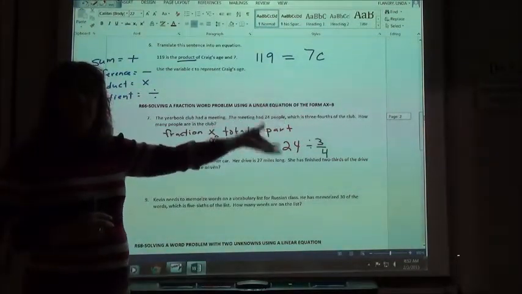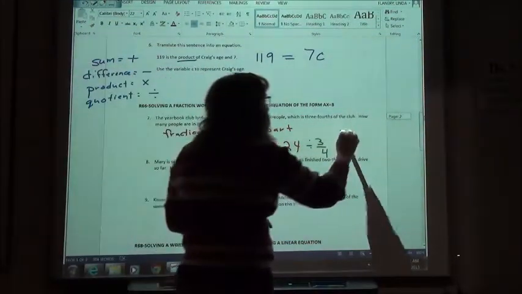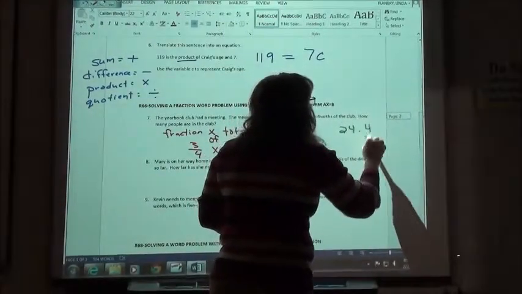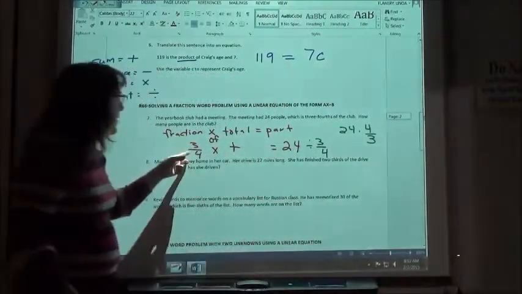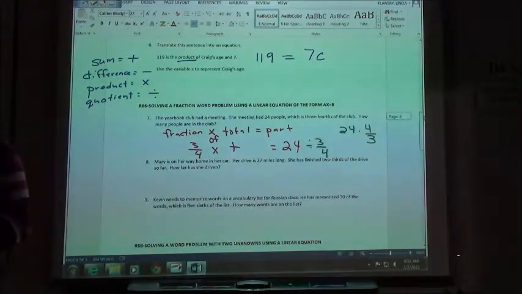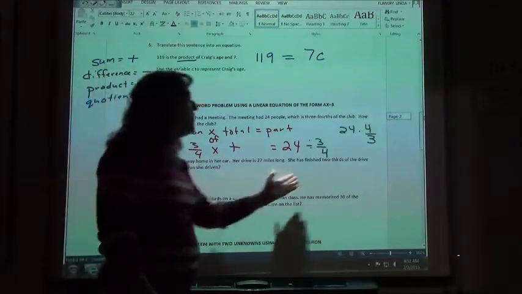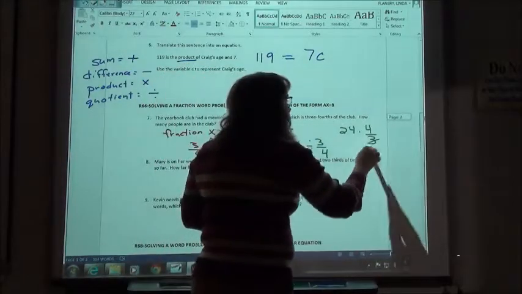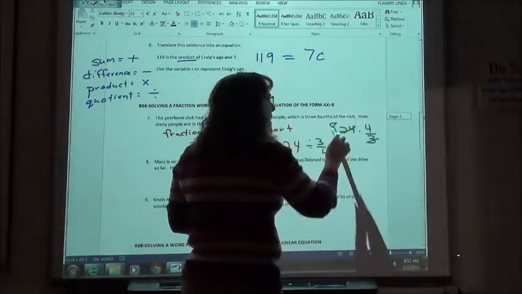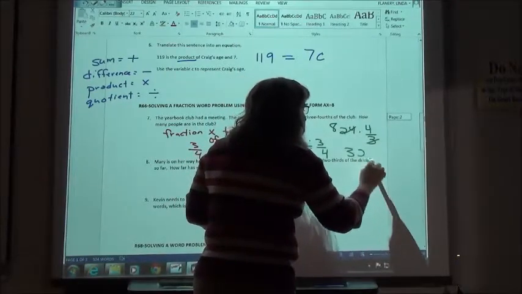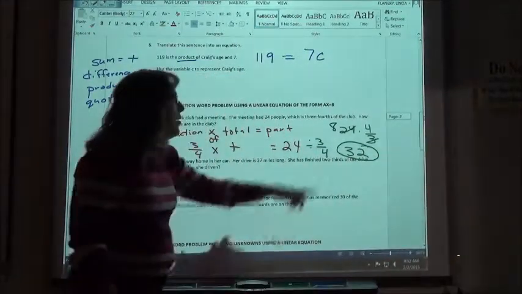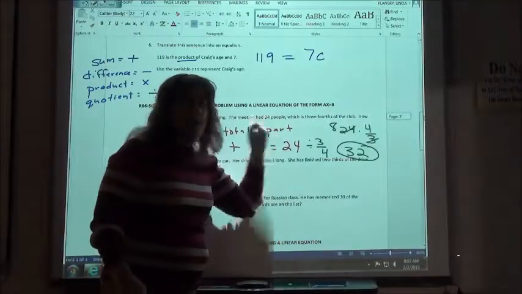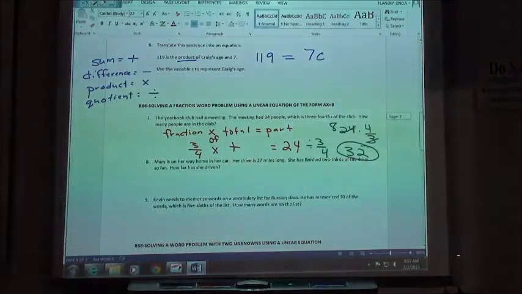Multiplying by the reciprocal, right? So I have to change this into 24 times 4/3. You'll see on Alex that they just flip it right away. They don't write the dividing in there. They just put times 4/3, and then people go, well, how come they're doing that? That's why they're doing that. Technically, we're dividing by 3/4, which is multiplying by the reciprocal. 3 goes into 24 8 times. 8 times 4, 32. So there are 32 people in the club, only 24 of them showed up for the meeting.